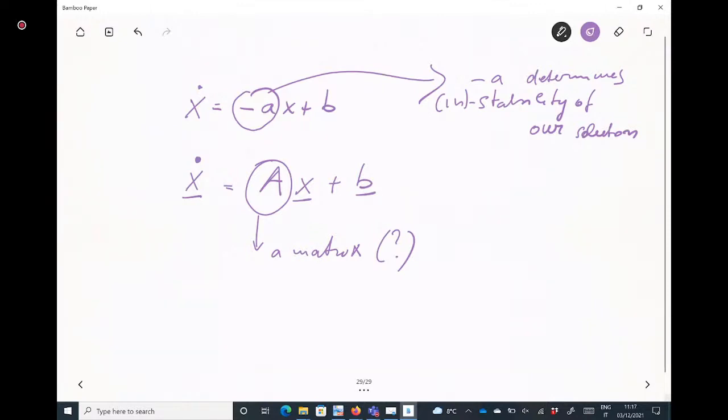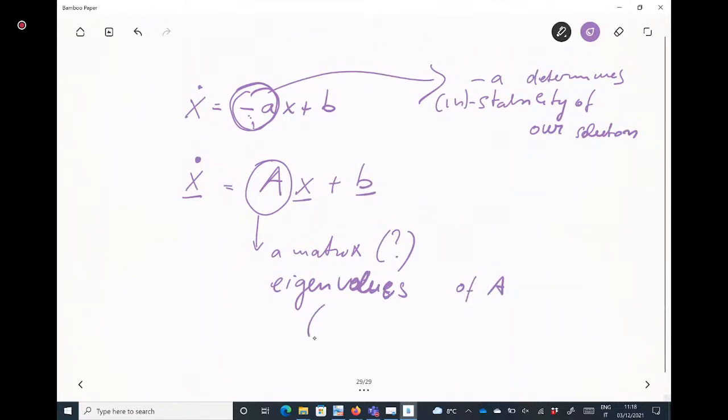But here it is easy because we have a number here. And here we have a matrix. We have to extract numbers, characteristic numbers, from this matrix. They are called characteristic roots of the matrix that play a role similar to A or minus A in the simple equation, okay? These are called eigenvalues of the matrix.